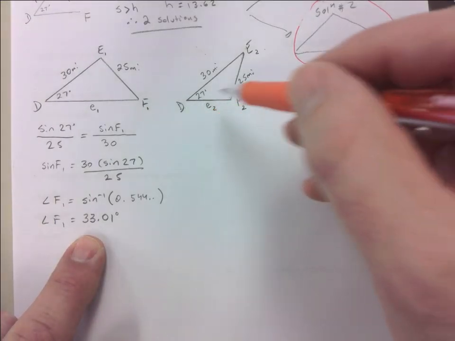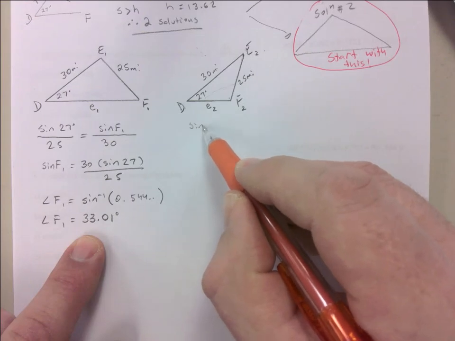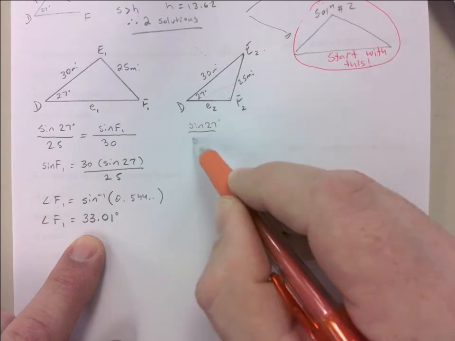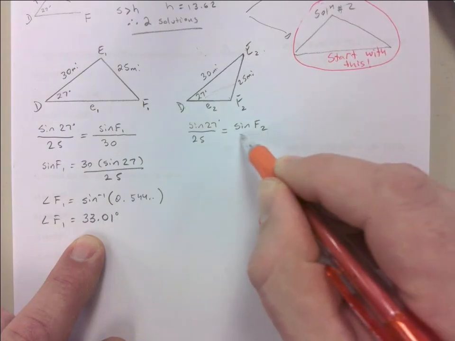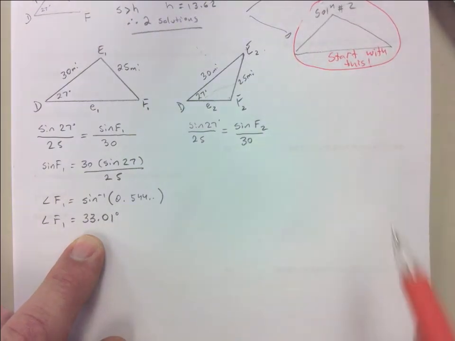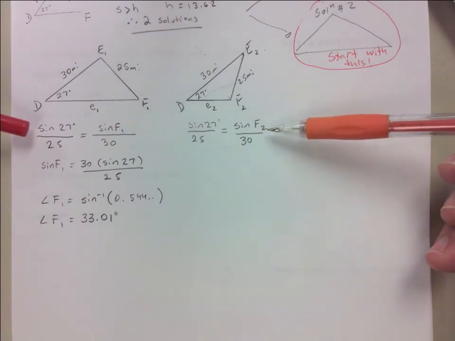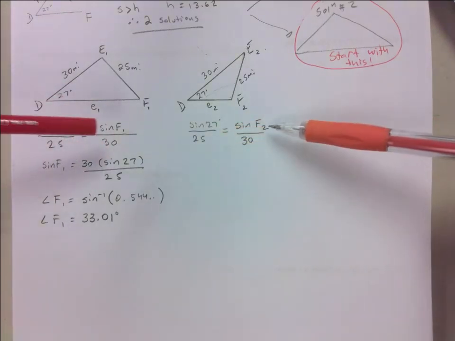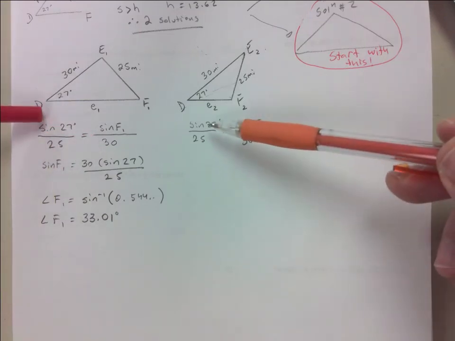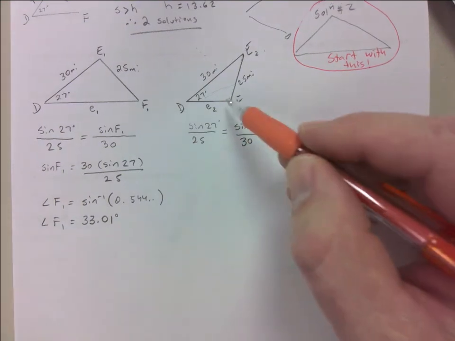Let's solve for angle F on this side, on this triangle. So sine of 27 over 25, sine of F2 over 30. And now let's look at both of these setups here, guys. Don't they look identical? Except for the F1 and F2, don't you think everything else is the same, correct? Are we going to get a different answer? We're not going to get a different answer. But we know better, right?